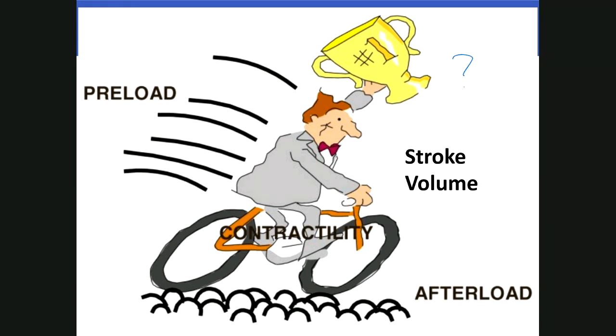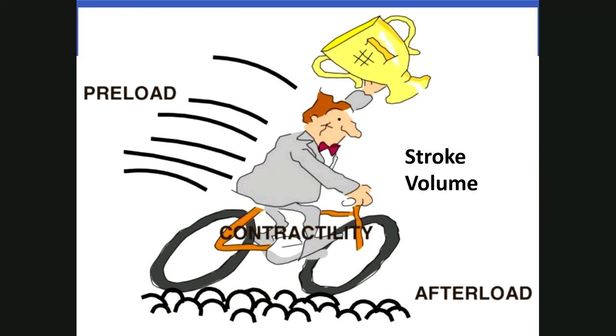So, preload. What is preload on this picture? It's the wind at his back. What is afterload on this picture? It's the bumpy road. And what is contractility on this picture? It's how hard he pedals.